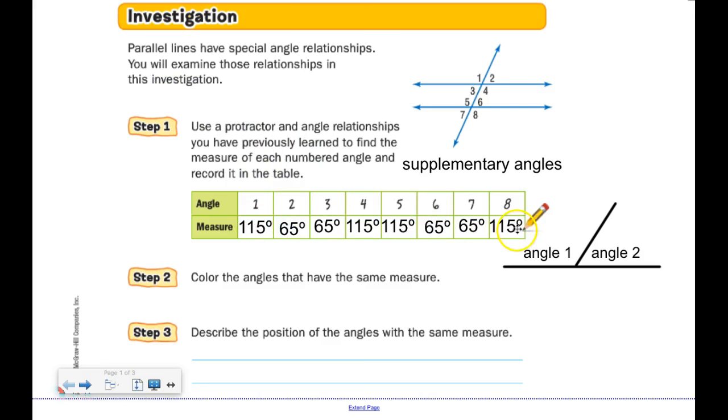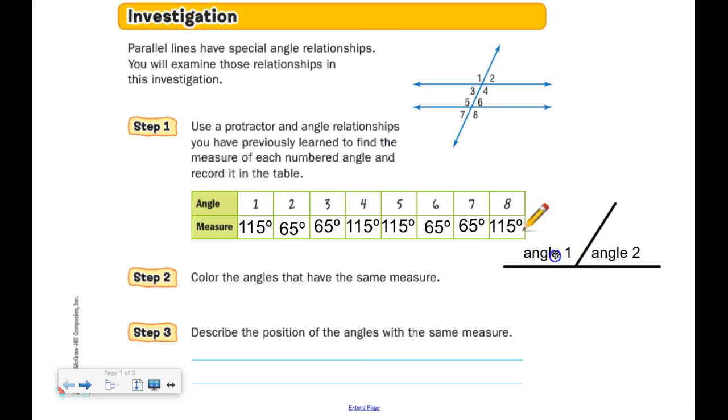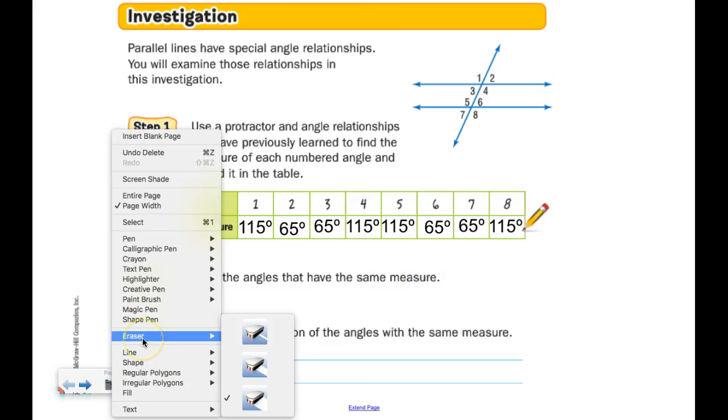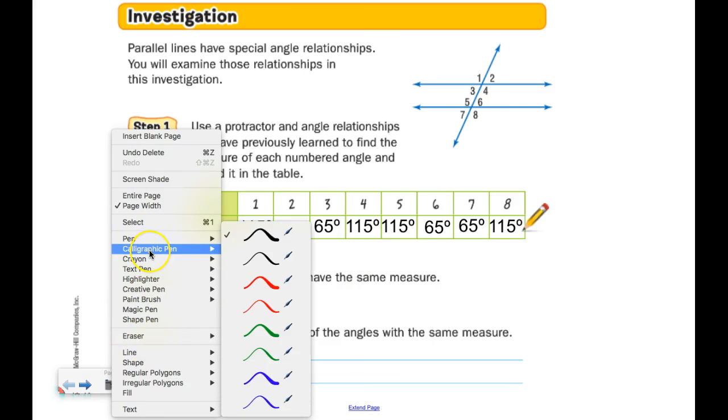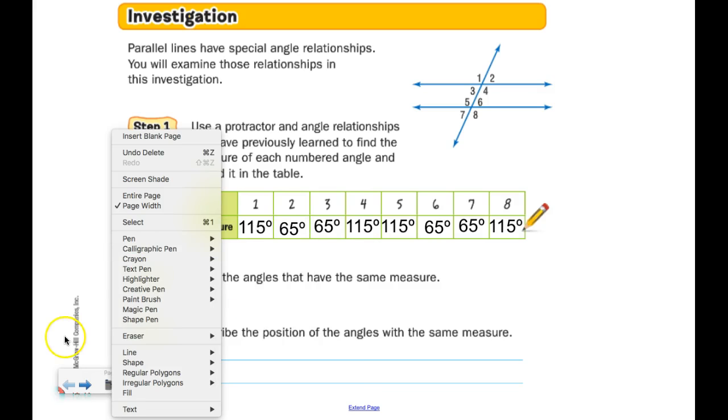So now I've filled in my table here, just simply based on the concept of supplementary angles, that any two angles broken by a straight angle equal 180 degrees. So it says color the angles that have the same measure. I mean, you have colored pencils, so go ahead and do that. Here's all you're going to do then, with your colors. You should only have two different colors, right? Because half of the angles are 115 and half of the angles are 65.